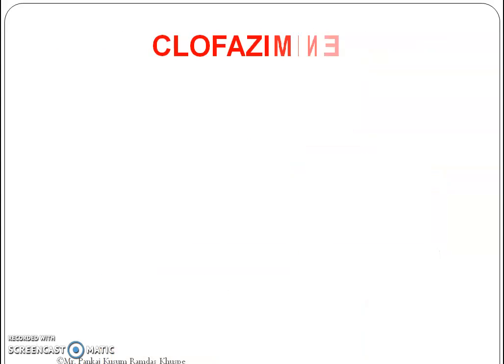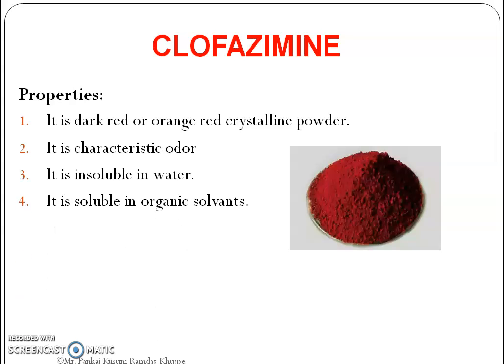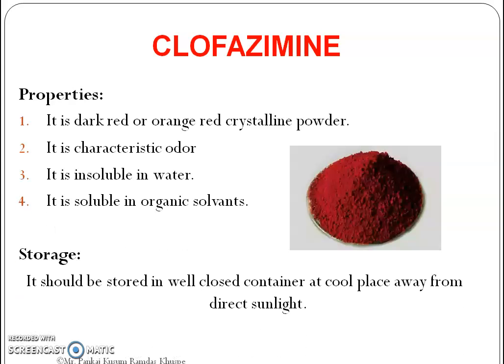Next, the second drug that we are going to discuss is clofazimine. Here we are going to discuss the properties, storage, uses and various other things of clofazimine. As you can observe, the color of clofazimine is a dark red to orange red crystalline powder. It is odorless, insoluble in water, but soluble in organic solvents like chloroform. Clofazimine is not light or moisture sensitive. That's why the storage of clofazimine is in a well closed container at a cool place away from direct sunlight.